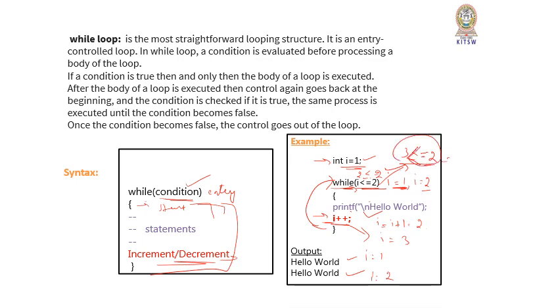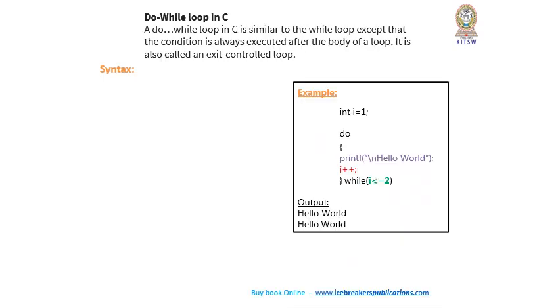So this is false. That's why now this printf statement will not be executed, and the statements within the braces will not be executed. And immediately control goes to the statements which are below the while, that is the statements which belong to main. Then similarly, we have do while.